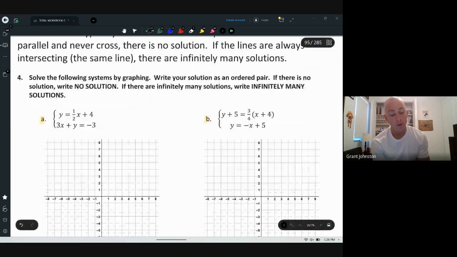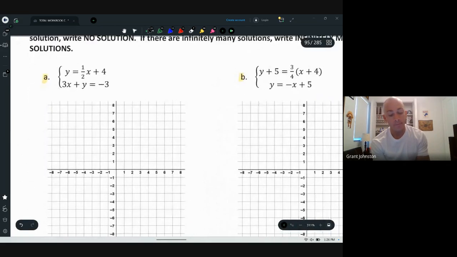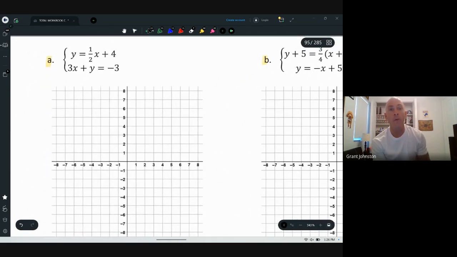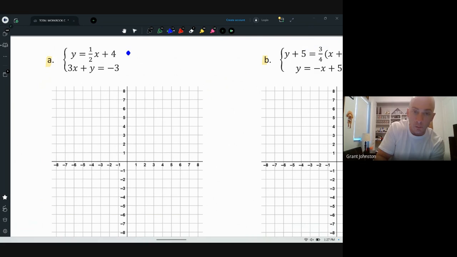Okay. So A. So we have y equals 1/2 x plus 4, and then 3x plus y equals -3. So I'm going to graph this first one in blue, just so that we're clear on which is which. The y-intercept is 4. It's in slope-intercept form, so my y-intercept is 4. And my slope is 1/2, so I'm going to go up 1 to the right 2. Positive slope of 1/2 there. Let me put some more dots in this direction, and that should probably be okay.